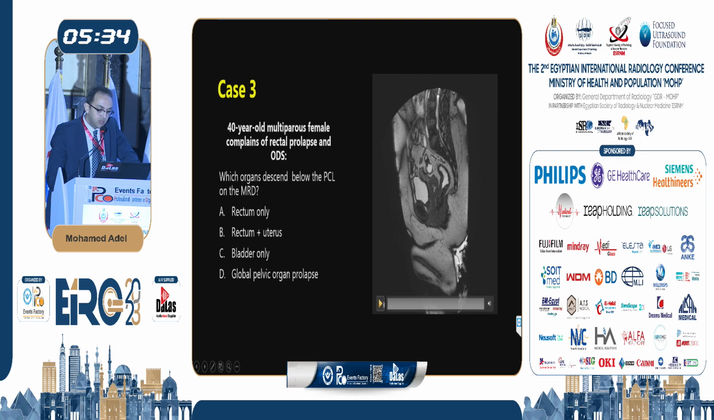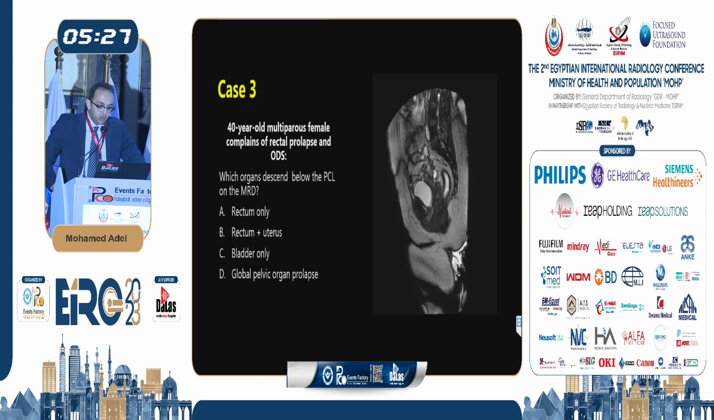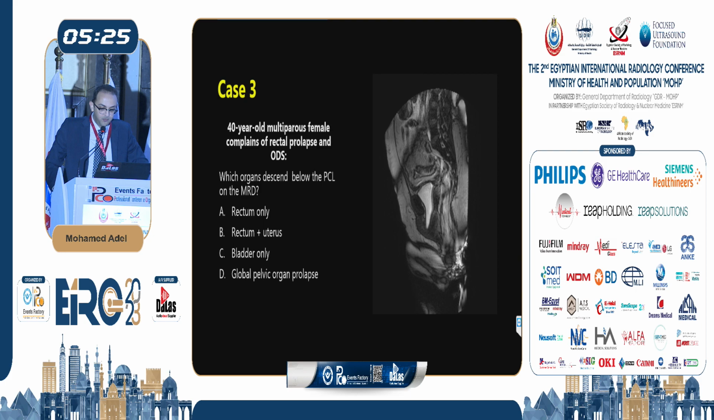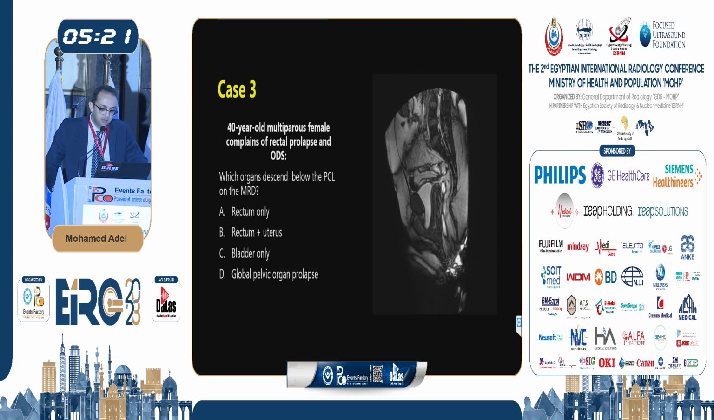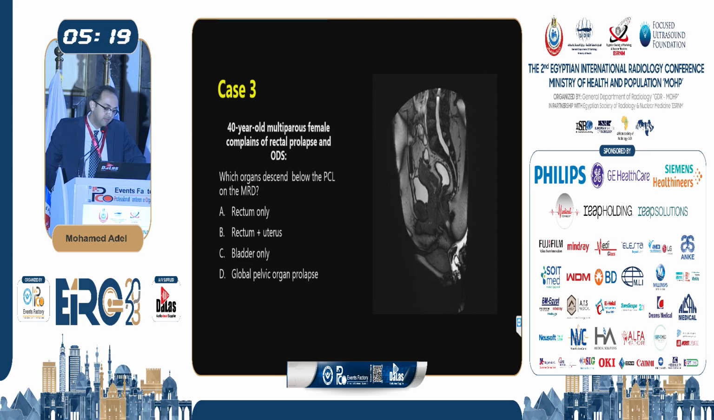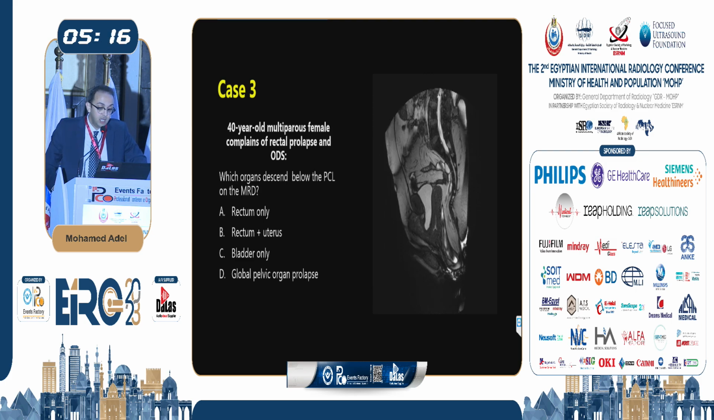This is also an interesting case. Again, a multiparous female complaining of rectal prolapse and obstructed defecation. So what happens when you see over here? Can you see the rectum completely externally falling outside of the anal canal? Can you see an association?